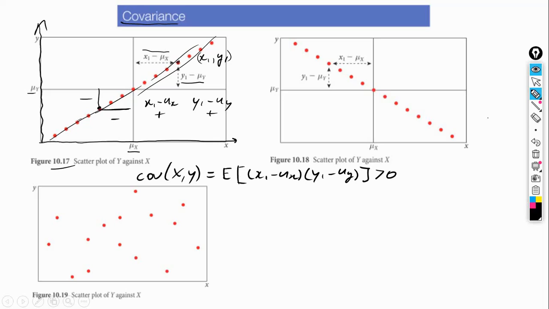Now let's repeat the same process, but now using figure 10.18. So notice that this deviation here would be negative. Why? Because x is to the left of mu x. But this would be positive. Why? Because y1 is a larger value than the average for y, or mu y. So the covariance in this case would be negative. So that means that there is a negative association.